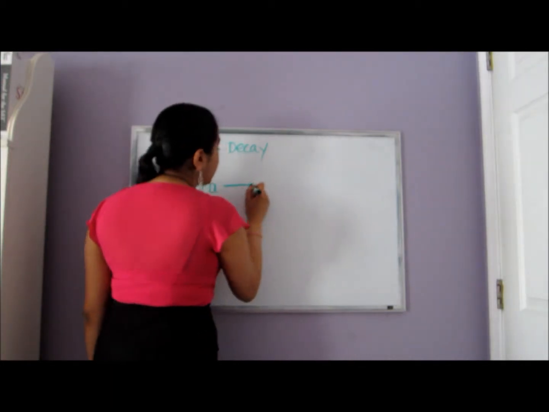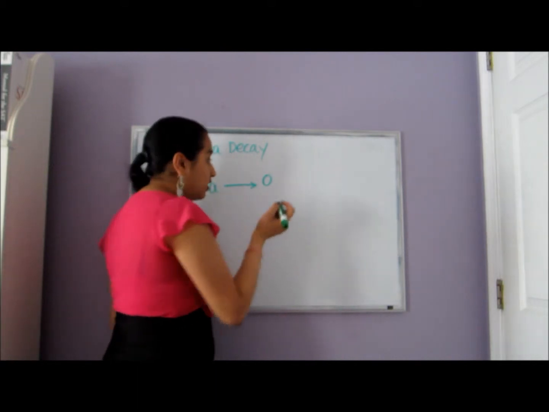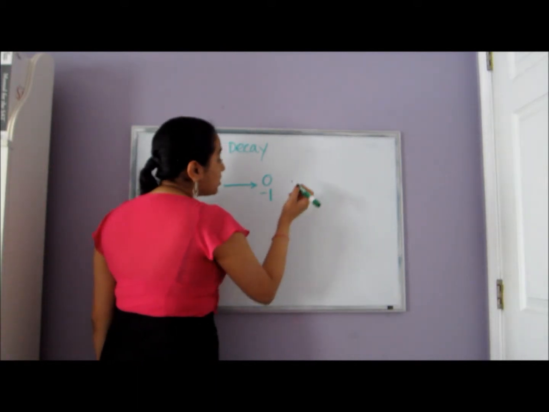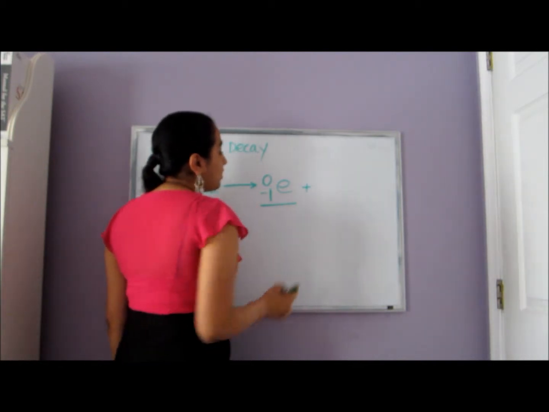Okay, so then with beta decay, you release a beta particle, which is an electron. So it has a mass number of 0, and its atomic number is -1, and you have an e right there. That's your beta particle. That's the electron, right? Yep.